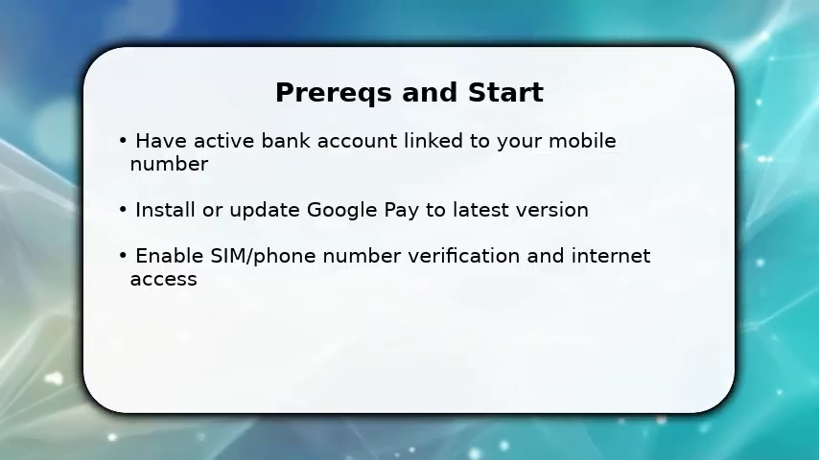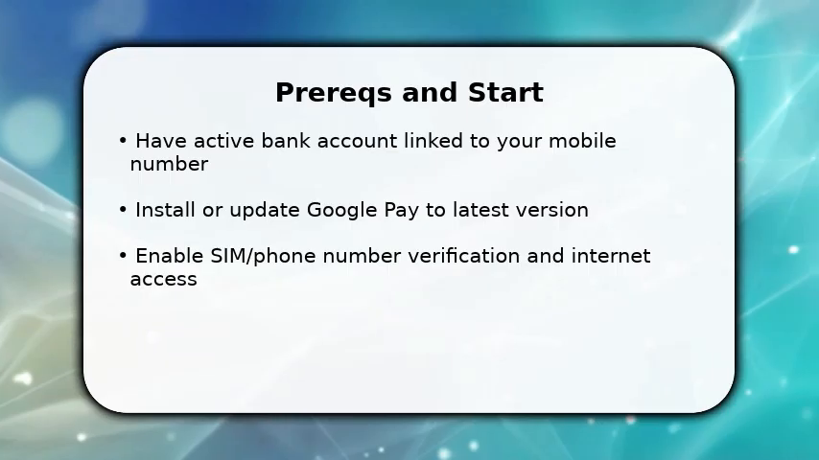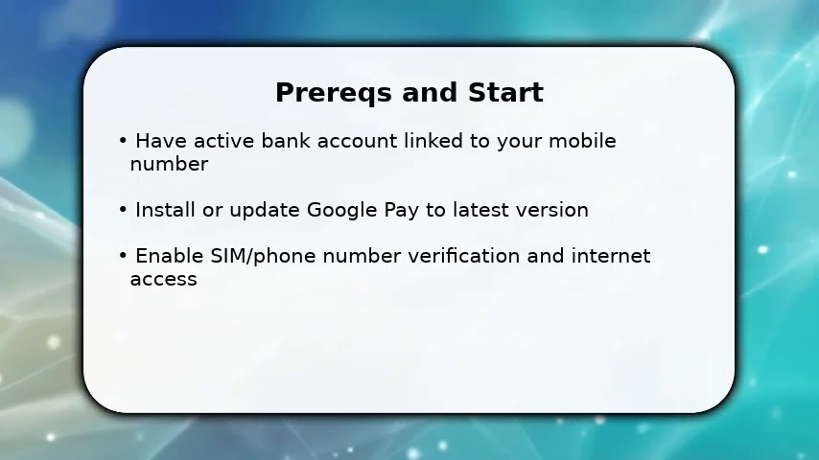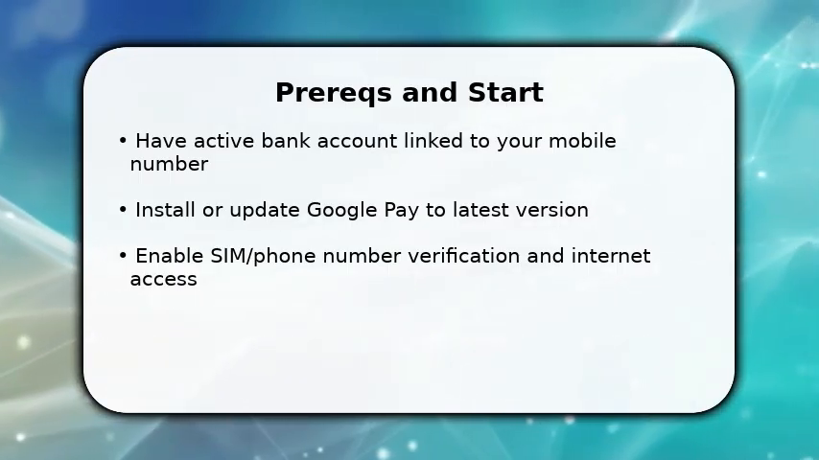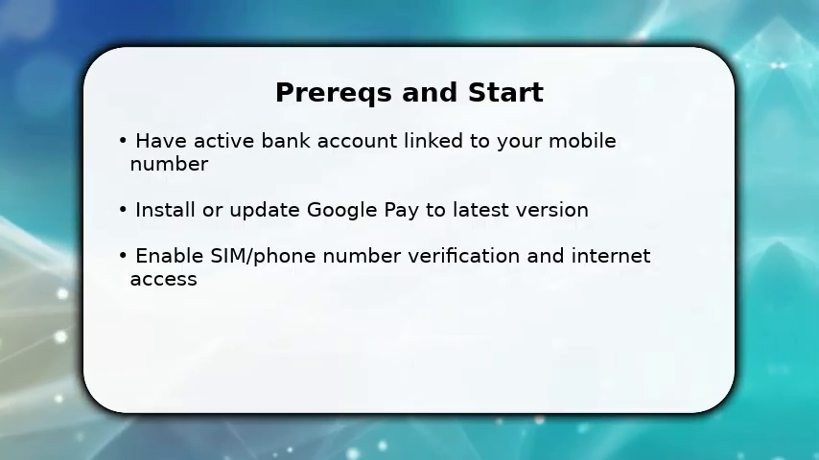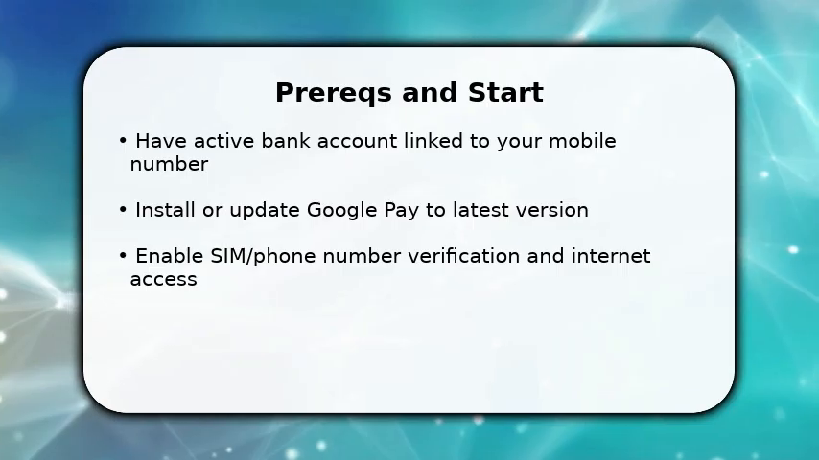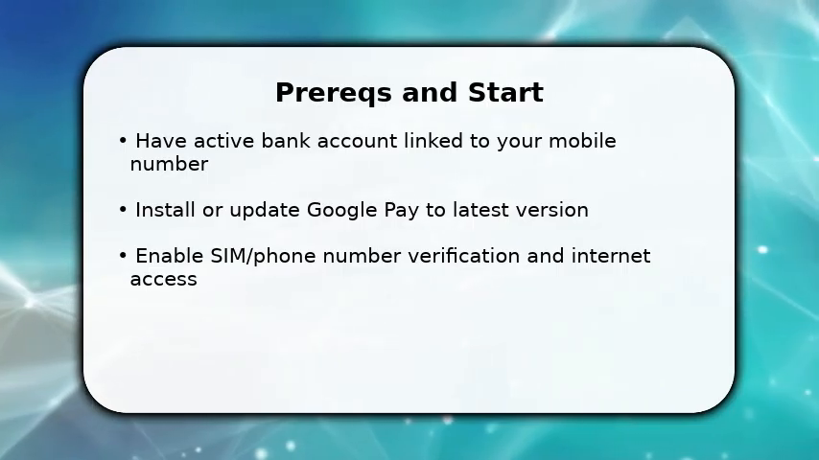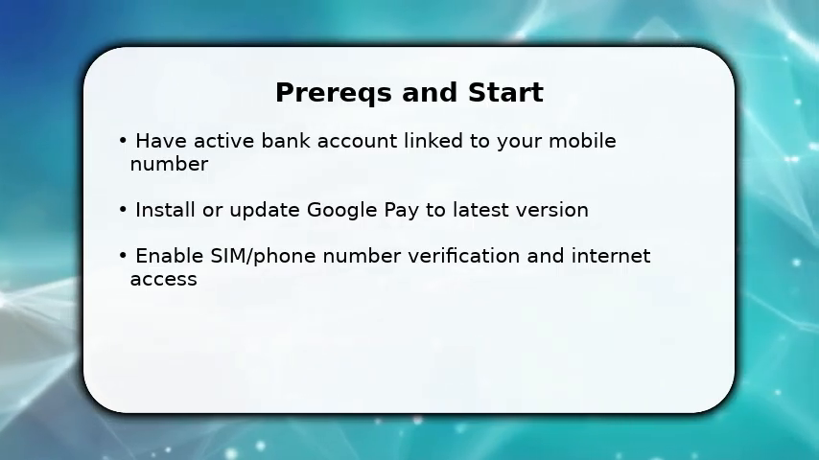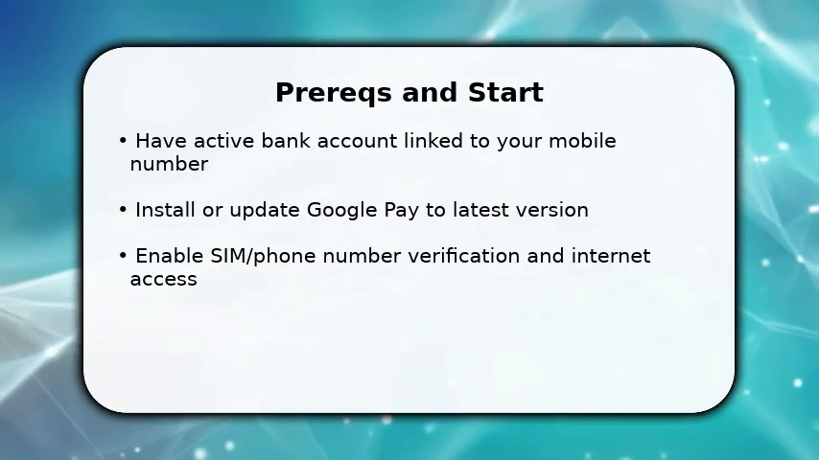You begin by confirming prerequisites. Your phone uses the same number as your bank account, and Google Pay is updated. Once done, open Google Pay and tap your profile or menu to access payment methods. Make sure to grant SMS and phone permissions so Google Pay can verify your mobile number automatically.